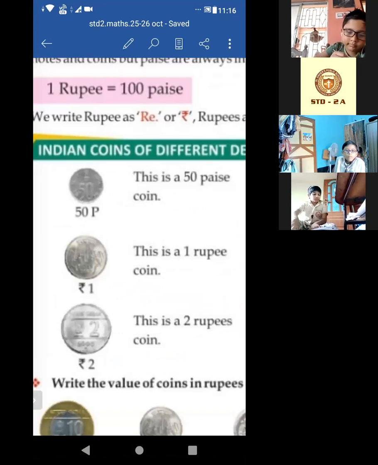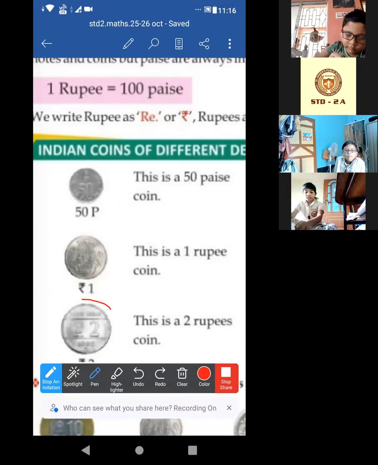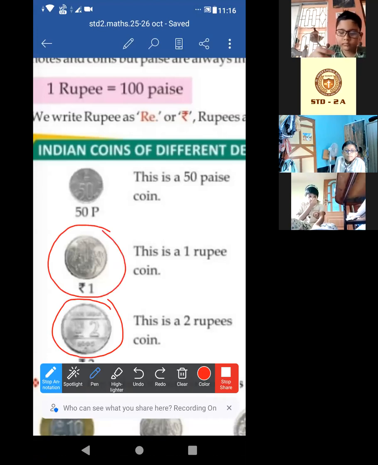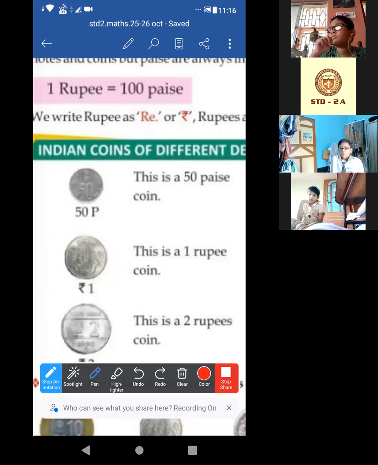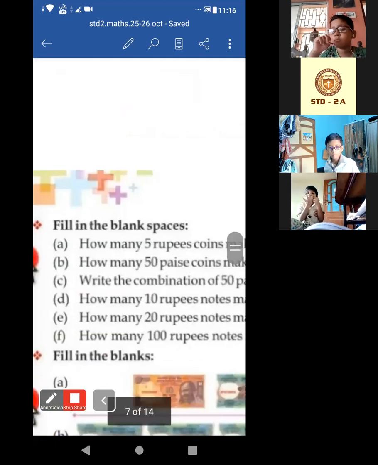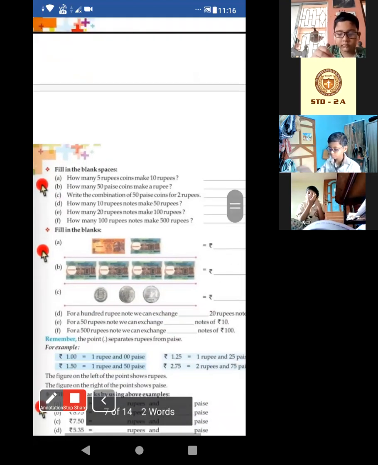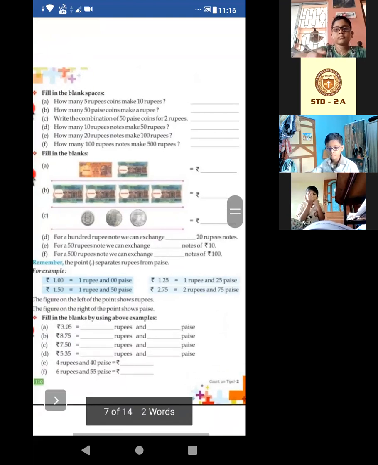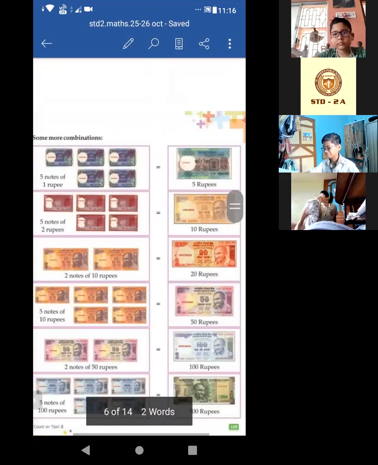Look at this. This is a 2 rupee coin. This one is a 1 rupee coin. This one is 50 paise coins. These show only the coins. Now, how does a note look? Look at this. These are the notes.